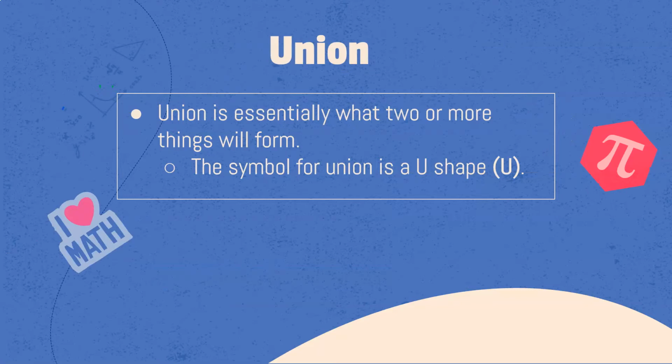Union is pretty different from intersection. Intersection is what is being shared, what is common. Union is what will form between two or more things. The symbol for union is just a U. This is pretty easy to remember because union starts with U, and the symbol for union is just a U. That's the way I remember it. That's all there is to union, and the next example should help you understand union better.